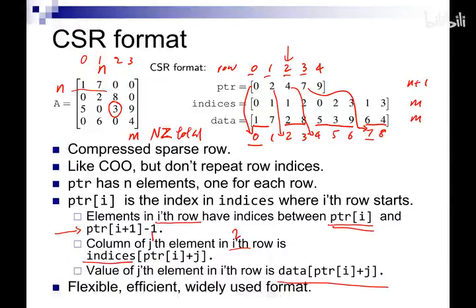And the final format we're going to look at, so this is a very widely used format. It's very flexible because you can have non-zeros in any location, so unlike DIA or ELL, you can have any kind of structure for your non-zeros. It's also quite efficient because unlike the COO format, we don't have any waste in the pointer array, unlike the row array for COO. And it's a very popular format, which is used quite often.